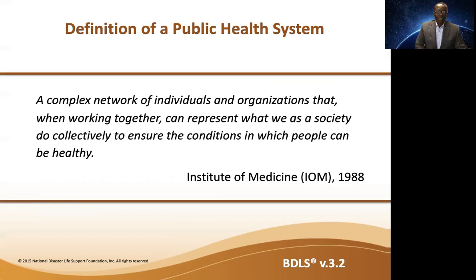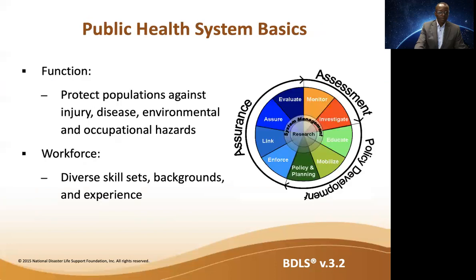The Institute of Medicine definition of public health systems can be found and reviewed on pages 2 to 3 of the BDLS 3.0 course manual. The role of the public health system is to protect the nation against injury, disease, and a myriad of environmental and occupational hazards. The distinct difference between emergency care and public health is that public health focuses its efforts on the population as a whole.